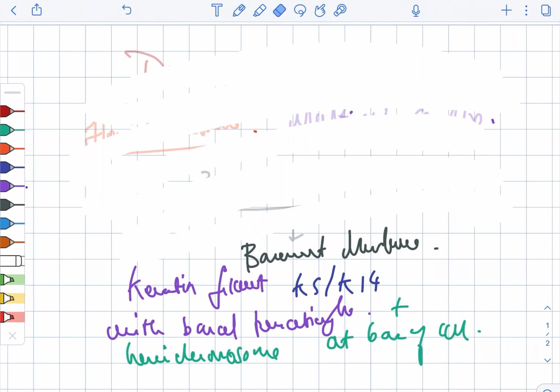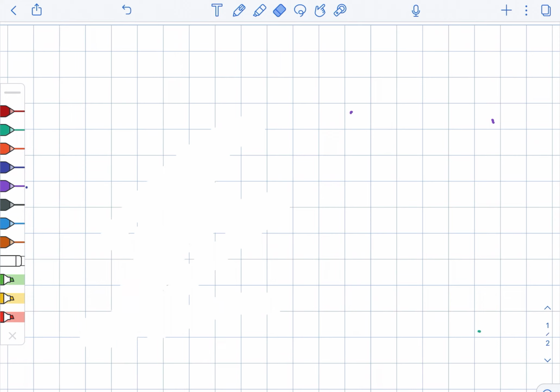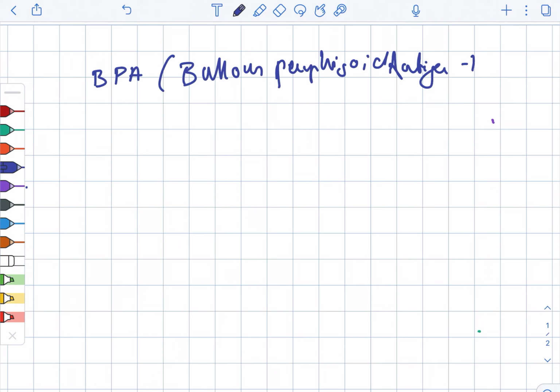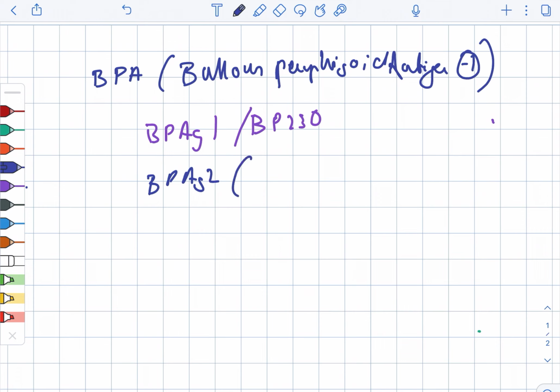Next, there is a major hemidesmosomal protein. It is the BPAG. BPAG stands for bullous pemphigoid antigen, and it is nothing but bullous pemphigoid antigen 1, also known as BPAG1 or BP230. What this does is it attaches to the transmembrane protein, that is BPAG2 or BP180, below.